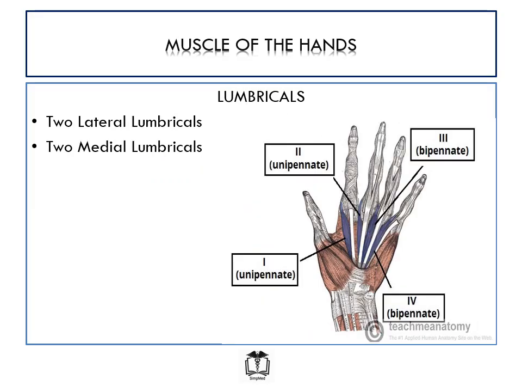We have a total of 4 lumbricals in the hand. This includes 2 lateral and 2 medial lumbricals. The 2 lateral lumbricals are supplied by the median nerve, and then the 2 medial lumbricals are supplied by the ulnar nerve. These muscles are involved in the flexion of the metacarpophalangeal joints and extension of the proximal interphalangeal joints and the distal interphalangeal joints.